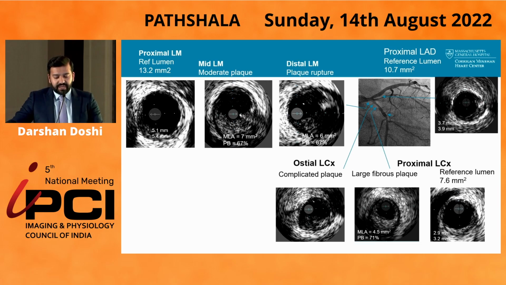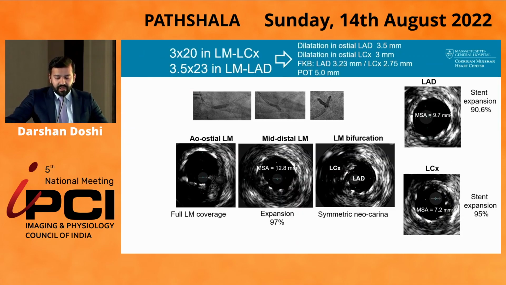So what you see essentially is that you probably have a reference of around 5 millimeters for the proximal left main. If you look at the proximal LAD, you have something around 3.5. And then if you look at the circumflex, it's closer to 3. So what you're going to do essentially is use a 3.5 stent in the LAD, a 3 millimeter stent in the circ, and then you're going to probably use a POT that's going to be closer to 5 millimeters here. And this was done via a mini crush. And when you look at stent expansion, both in the left main, you find that the MSA allows for 97% expansion, the LAD 90.6, the circ 95%, so you're done.